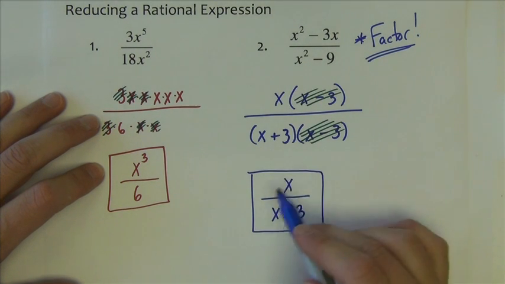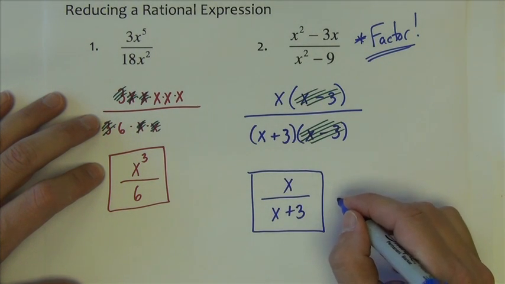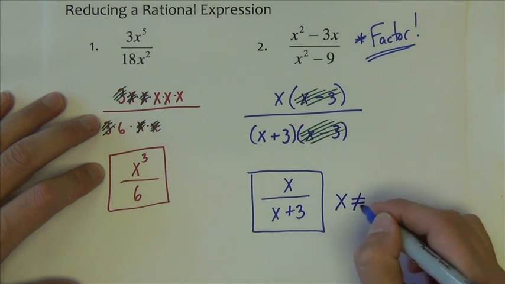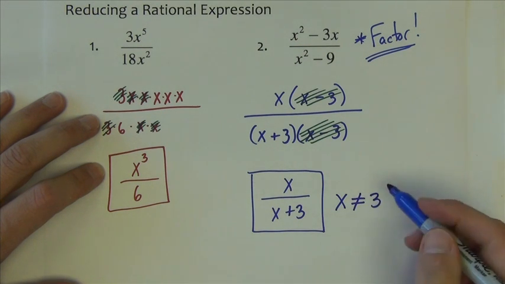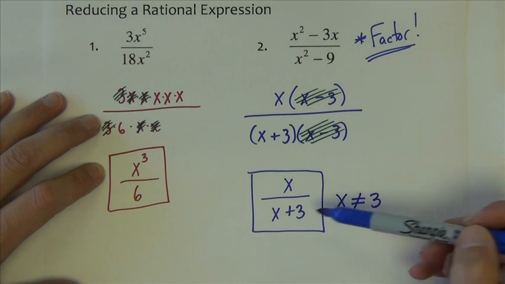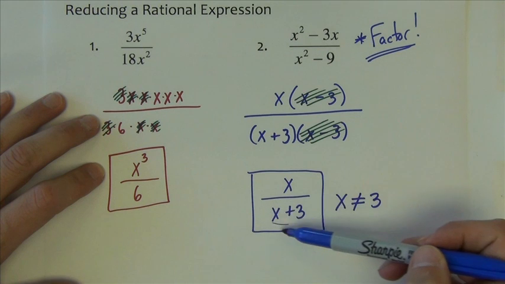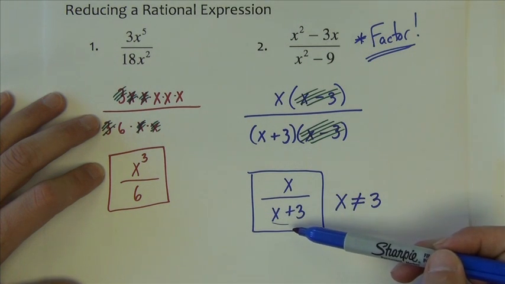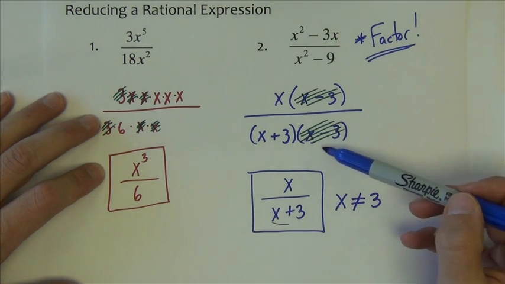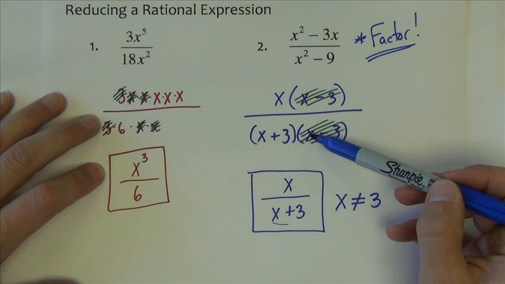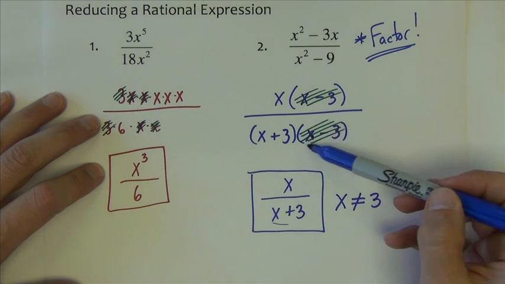Sometimes you'll even see this added to it. You'll see added to the answer x not equal to 3. It looks like x could be 3 because if x was 3 here, it makes 6. It's perfectly fine to divide by 6. But up here, what I canceled out, x couldn't be 3. 3 minus 3 would have made 0.